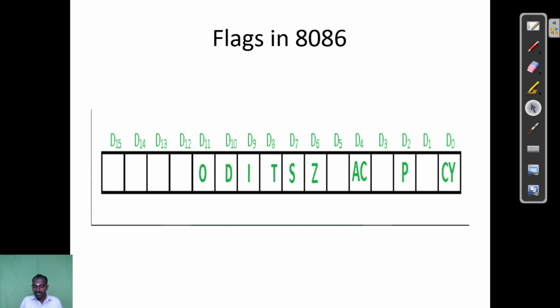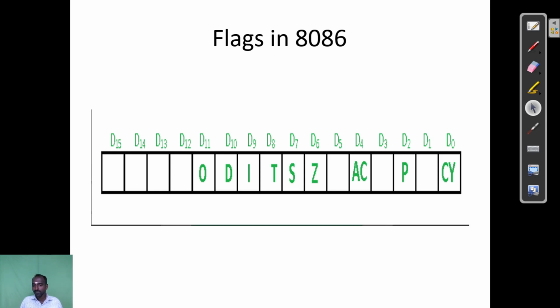Next is the zero flag. The zero flag is set if the result is 0, that means the flag bit is 1 when the result is 0. Okay, this is the zero flag. Next, the sign flag. The sign flag is set if the most significant bit of the result is 1.